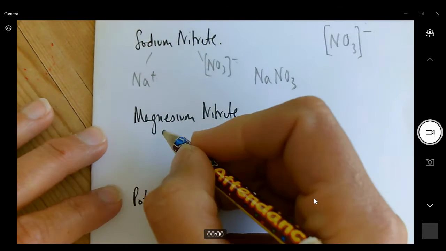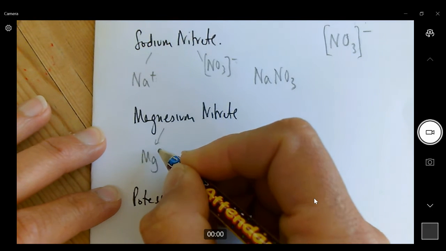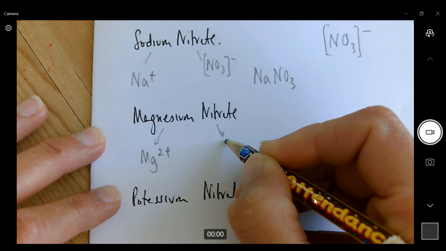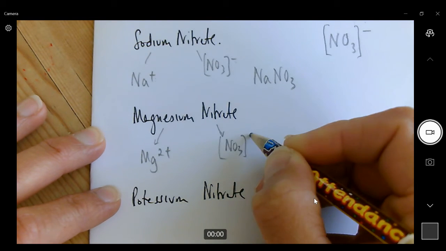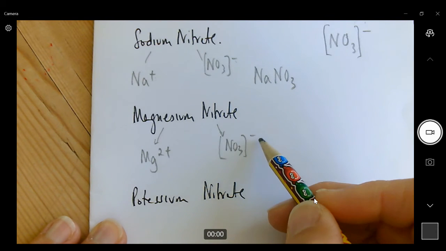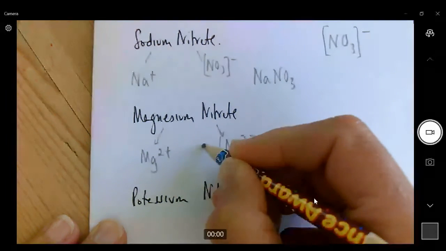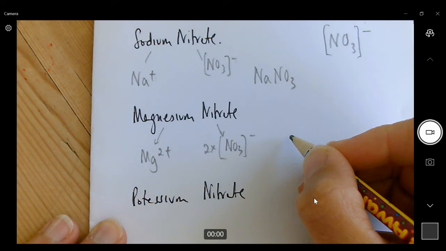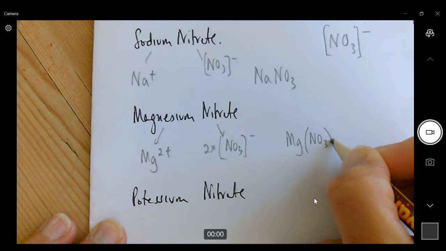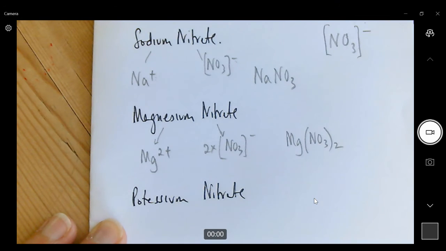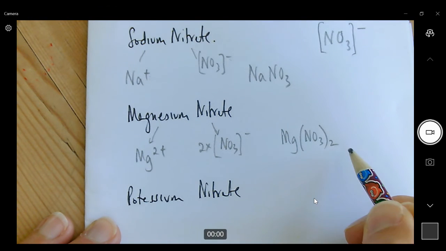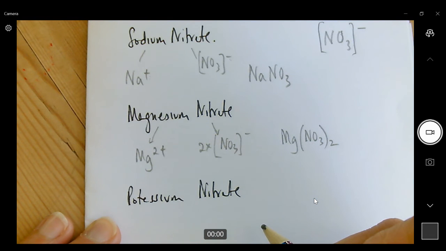Magnesium nitrate. Now magnesium is in group 2, so we know it has a 2+ ion. We know our nitrate ion is NO3-. And because we've got 2 positive charges here, I need 2 negative charges here. So I need 2 of these. And the way I write that is Mg, and I want 2 nitrate ions. So I put a bracket around the whole thing and put a 2 on the outside. Now what this means, because I've got 2 of this whole group, is I have 2 nitrogens and 6 oxygens altogether in that compound.